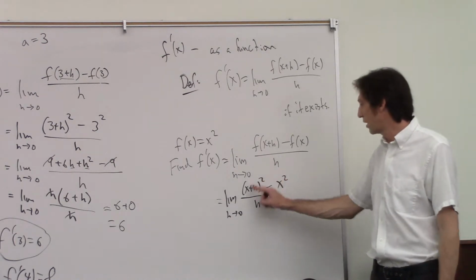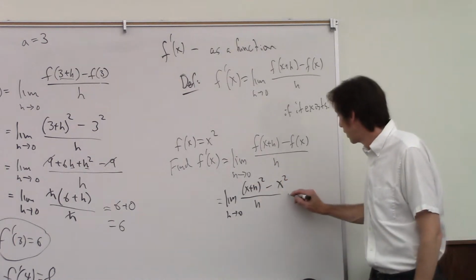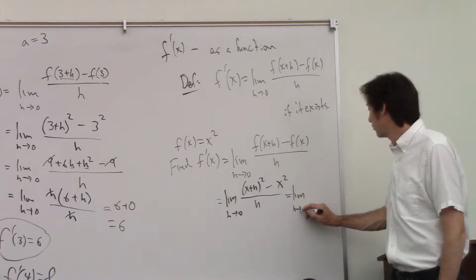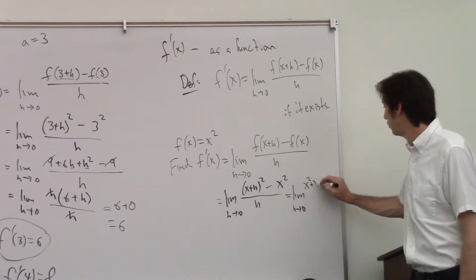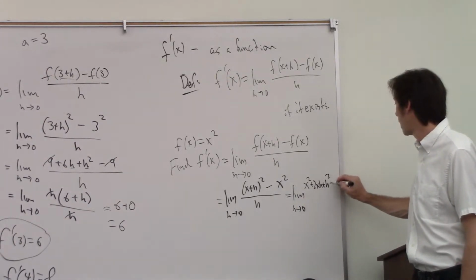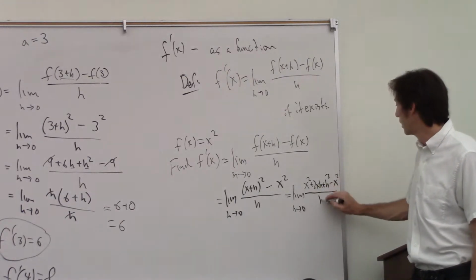I simplified just like a minute ago. I have to FOIL the x plus h in the numerator. That gives us the limit as h goes to 0 of x squared plus 2xh plus h squared minus x squared all over h.